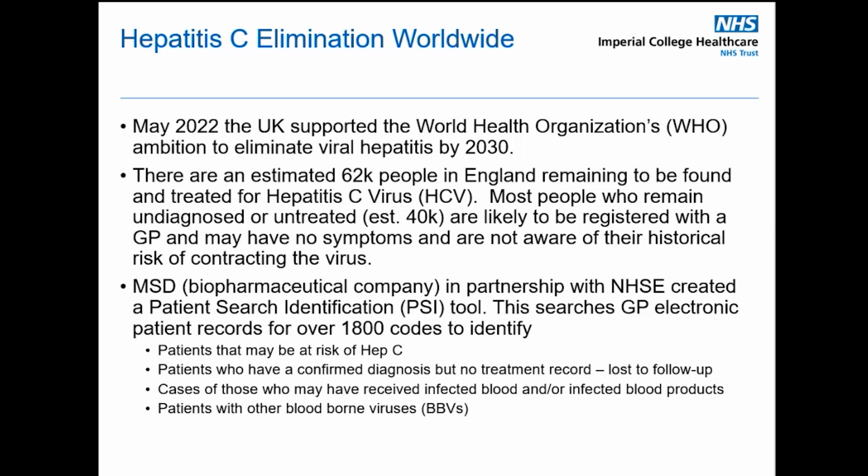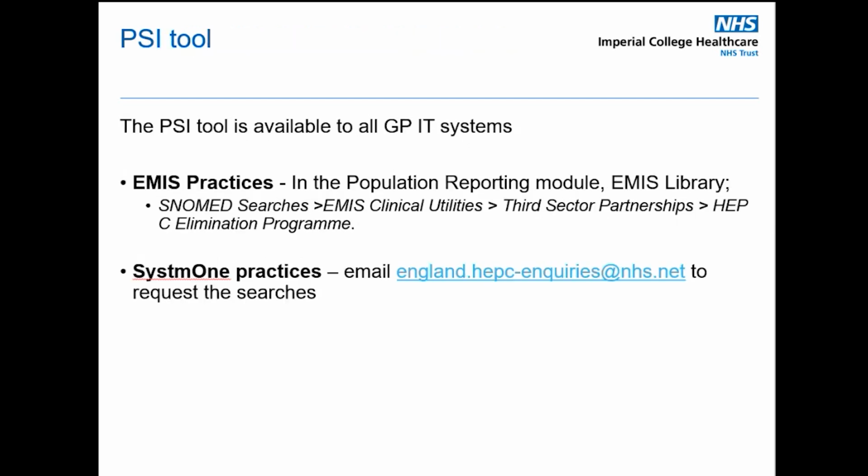The four main purposes of the development of this search were to identify patients that may be at risk of hepatitis C, patients that have a confirmed diagnosis but have been lost to follow-up with no treatment recorded, cases who may have received infected blood or infected blood products, and patients with other blood-borne viruses. But as I say, there are 47 other outcomes.